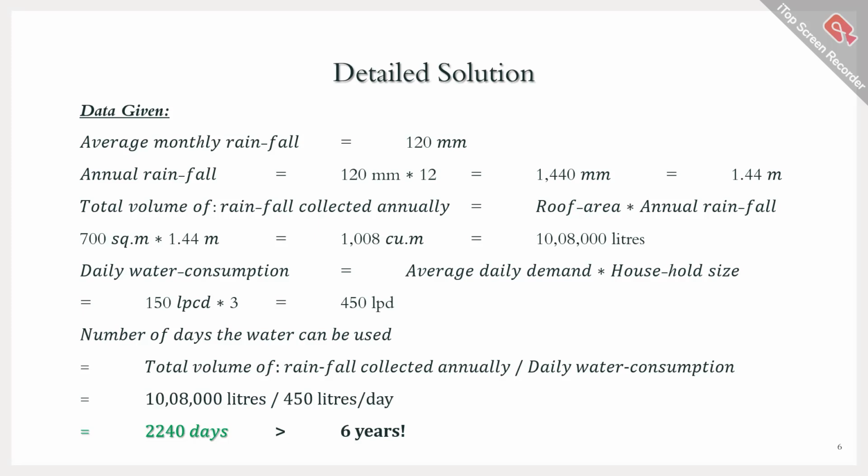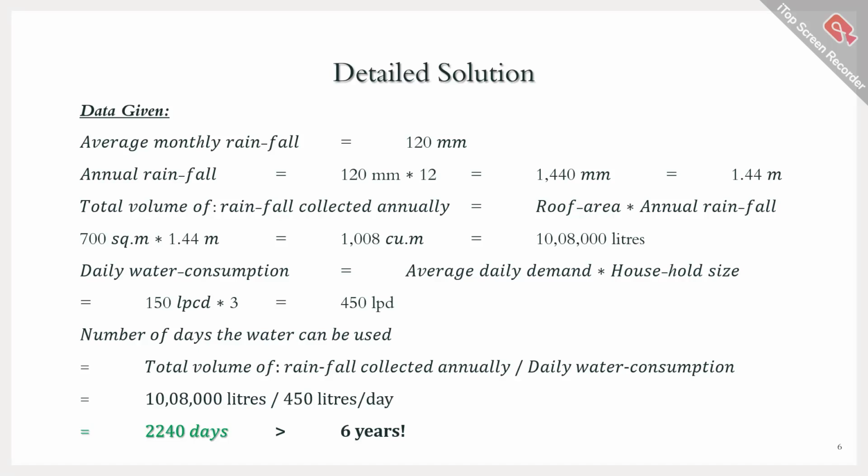Okay. Now there is an assumption that this rainfall is happening throughout the entire year, right? This is your 1.44 meter. But what will happen is that this 120 millimeter monthly average rainfall will not happen throughout the year. It will happen maybe a couple of months in the entire year. So that means to collect this many liters of water, 10 lakh liters of water, you will require 6 entire years, maybe.